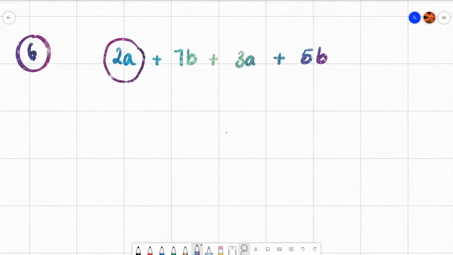Are we adding or are we subtracting? So I'm going to put a circle around plus 3a. Well, 2a plus 3a is 5a. I've dealt with that. Let's do the b's.